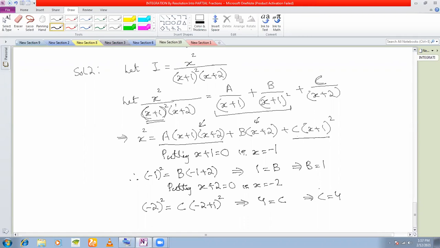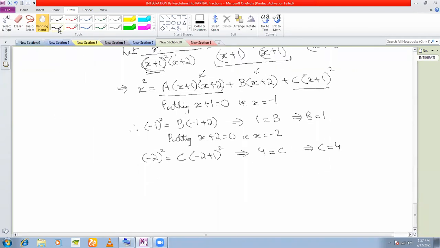Now you have got the value of b and c. What about a? Because there is no common factor between b and c, you cannot use this method to get the value of a, as I told you earlier. So suppose I call this 1. Now in 1, you will put the value of b and c. We'll use the second method to get the value of a. So from 1, what do we get? x square is equal to a times x plus 1 into x plus 2. You put the value of b. b is 1, so this will be simply x plus 2. And c is 4, so you put the value 4.